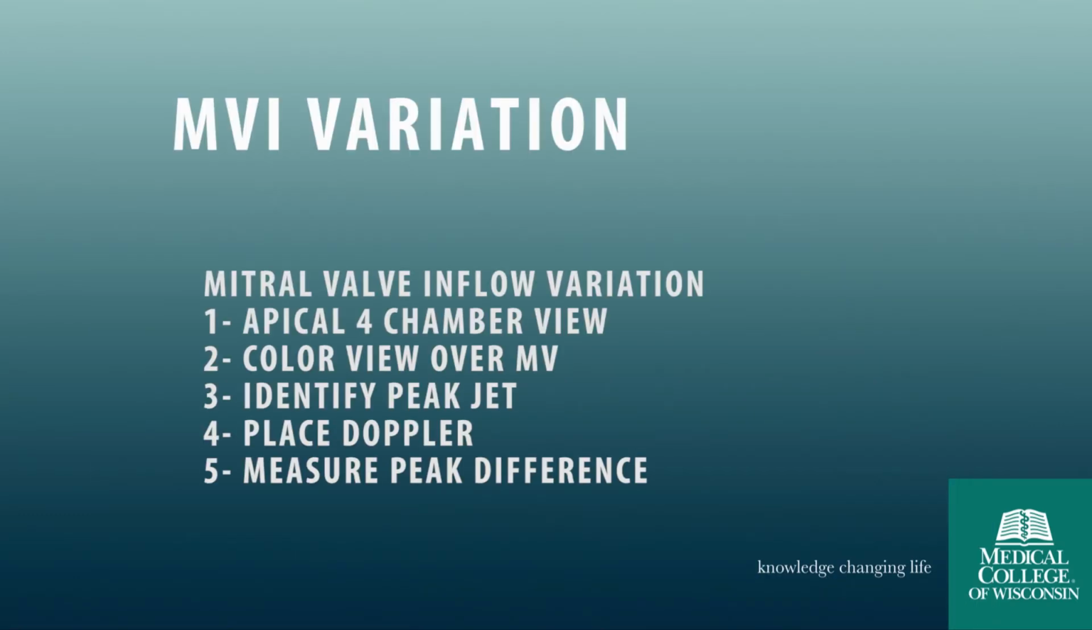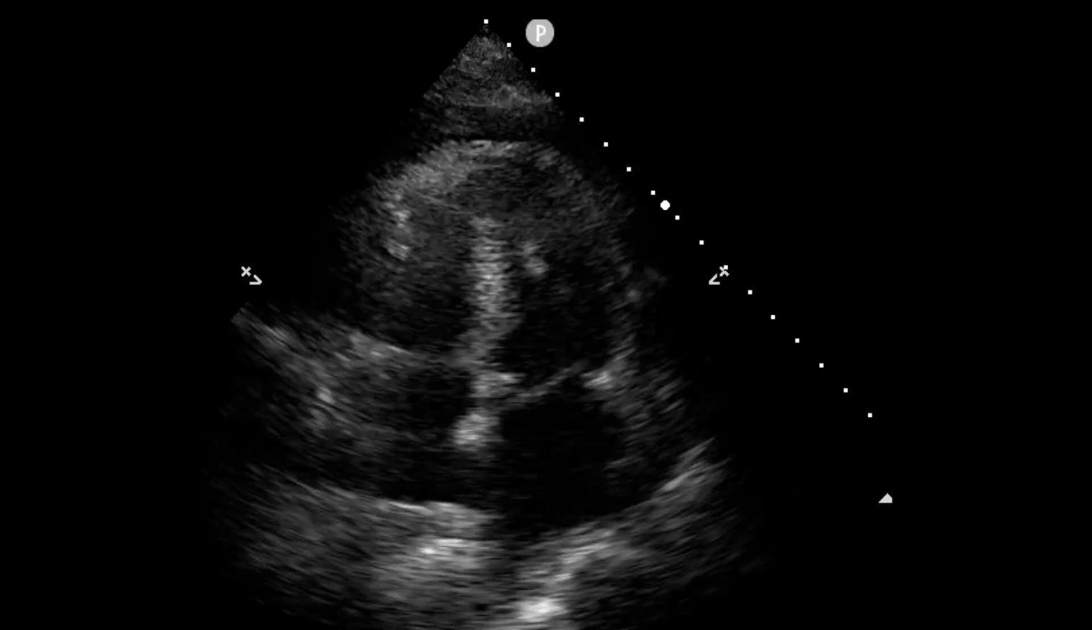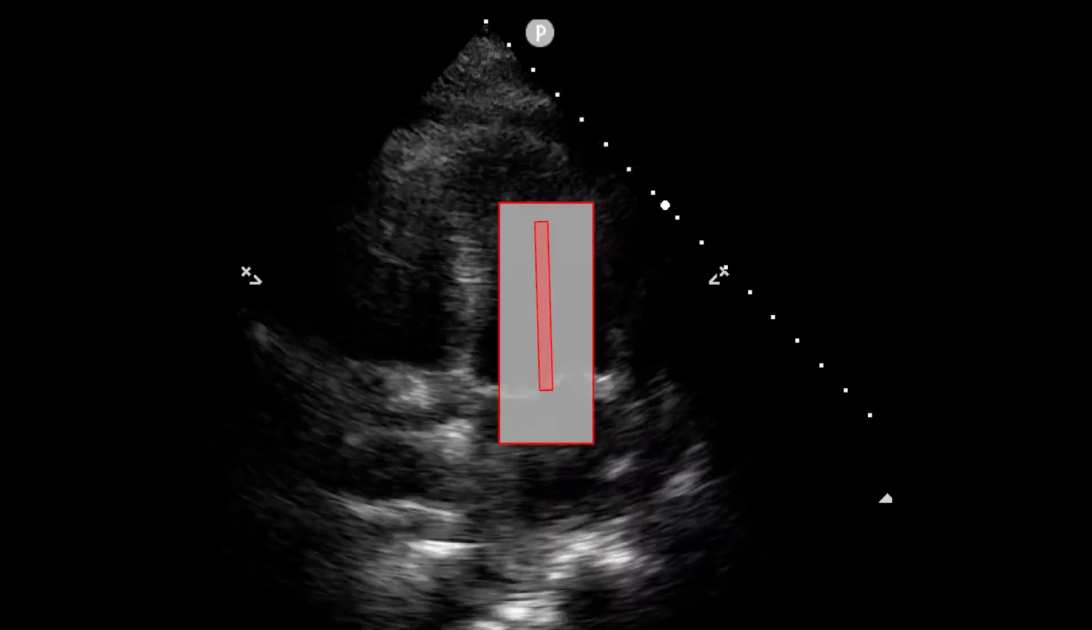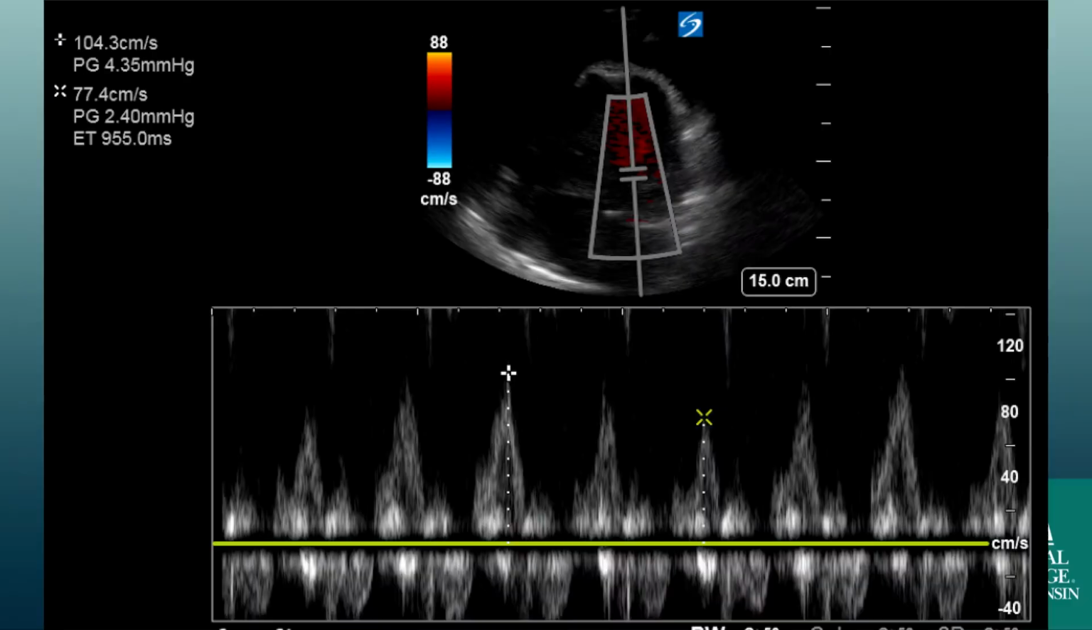Another tool that we can use is mitral valve inflow variation. This is where you take an apical four-chamber view, you put a color view over the mitral valve, you identify the peak jet, then you place the Doppler at the tip of the mitral valve on that peak jet, and you start running and you measure the inflow variation difference between the maximal peak and the minimum peak, representing respiratory variation. And I do want to clarify that I'm using pulse wave Doppler here.